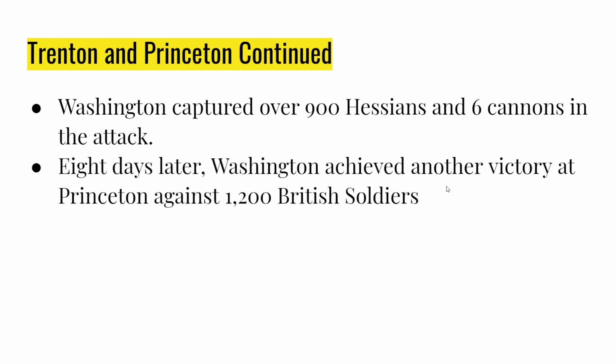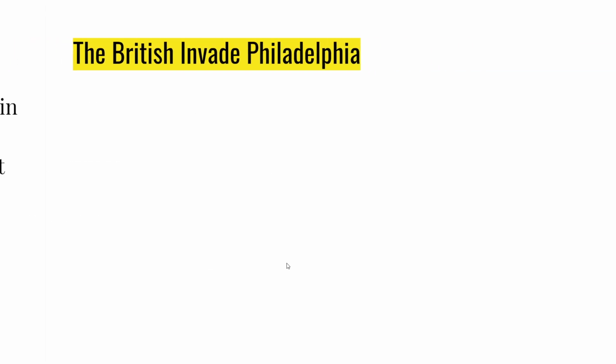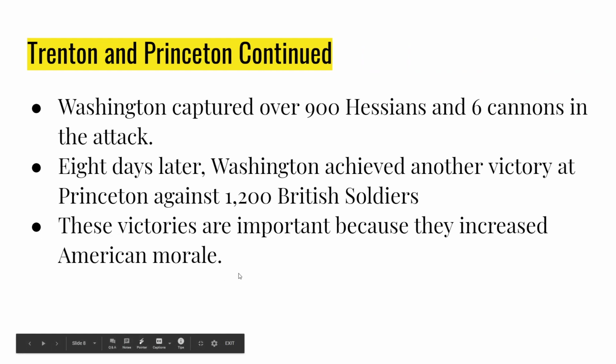8 days later, he achieved another victory at the Battle of Princeton against 1,200 British soldiers. So now George Washington has secured a couple of victories, which is important going into the winter of that year. It raises the morale of his soldiers, gets a lot of them to re-enlist, just humongous victories for the country.